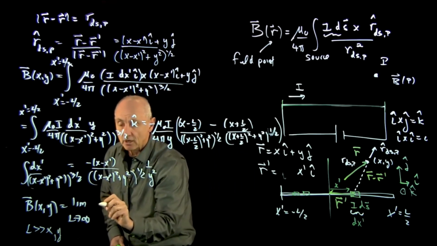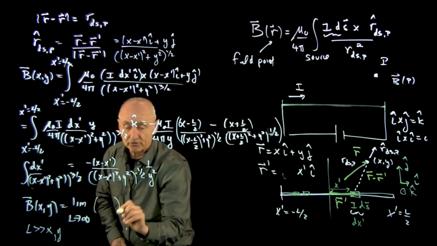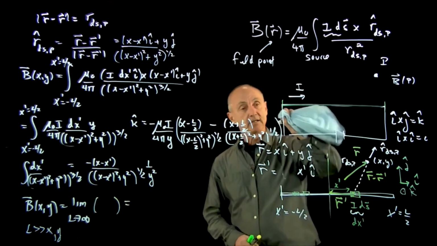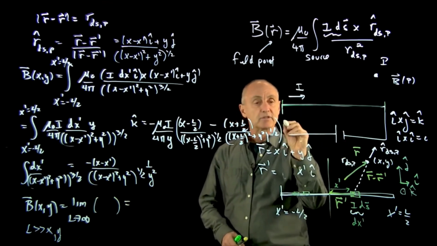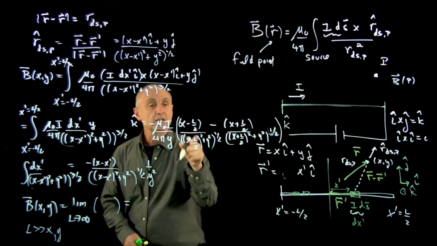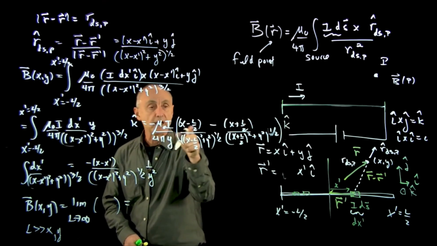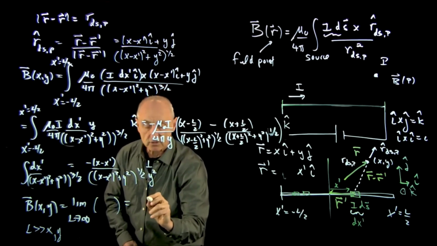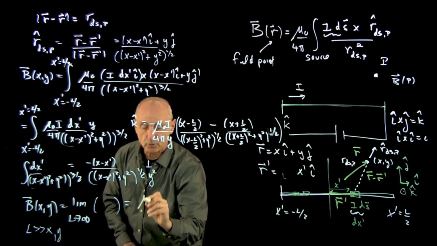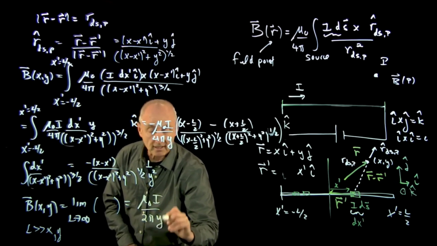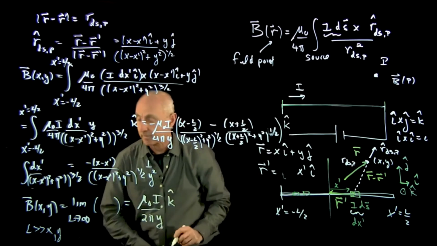And in this limit of our big result, by the way, I didn't include that this is pointing in the k-hat direction. The 2's come upstairs and cancel. The minus sign comes out. The L upstairs cancels the L downstairs. And we get this nice, very simple result, mu naught I over 2 pi y in the k-hat direction.